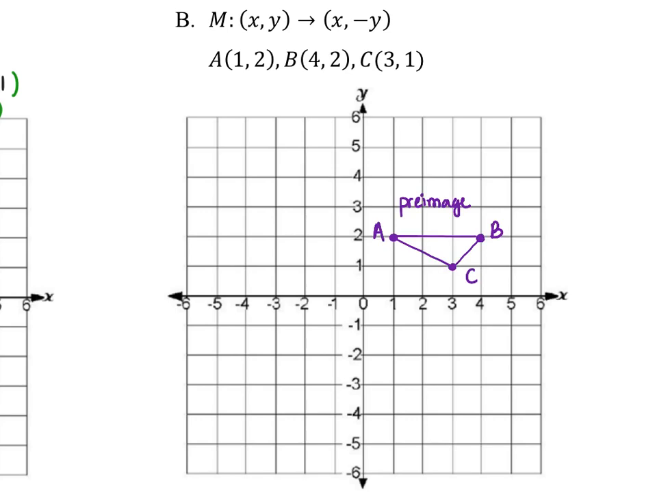Once we've got the pre-image graphed and labeled, we're ready to start finding out what the coordinates for the image are. And we're going to keep the same x coordinate, and it's going to be the opposite y coordinate. So we're going to go through and determine those points, and then of course graph them. The image is now graphed and labeled, so now we just have to write down what type of a transformation it was, and just as we predicted, it is a reflection across the x-axis. Now we're ready to move on to question C.